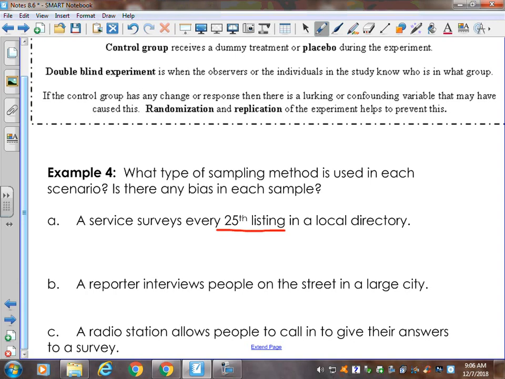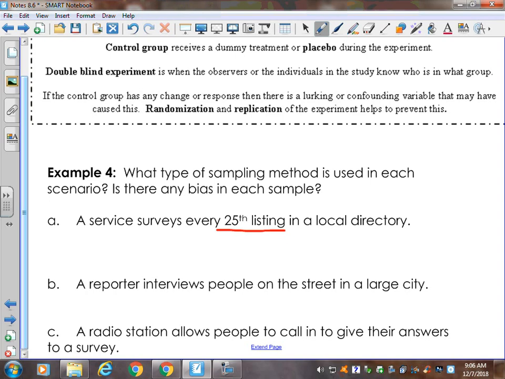The reporter interviews people on the street in a large city. Well, if you're going around and reporting who these people are, it might vary. For one thing, it depends on what street you're on. If you're in a poor neighborhood versus a wealthy neighborhood versus a business district, or what time of the day, that might cause bias, because different kinds of people might be out at different times of day. You get out there in the middle of the morning and you might have all the moms. You get out there at 5 o'clock, you've got the working man. So it's a big difference. And then the radio station allows people to call in and give their answers to the survey, that would be volunteering.